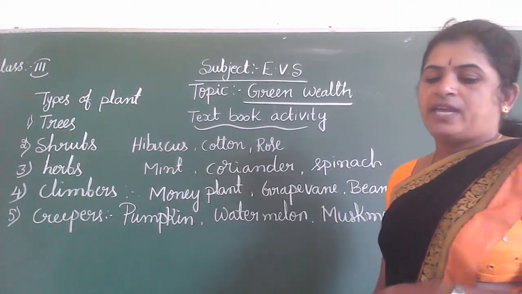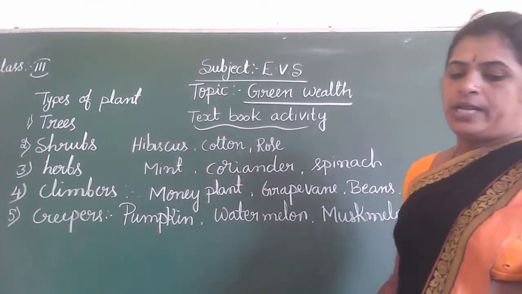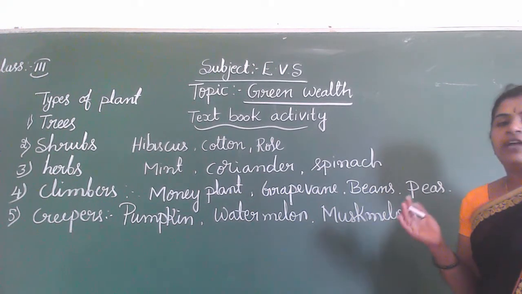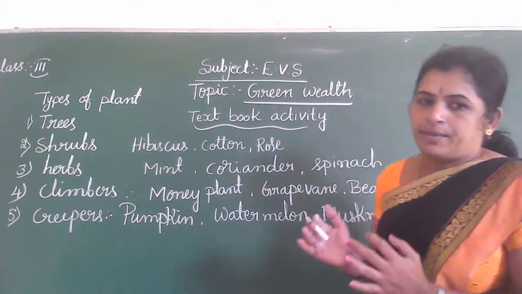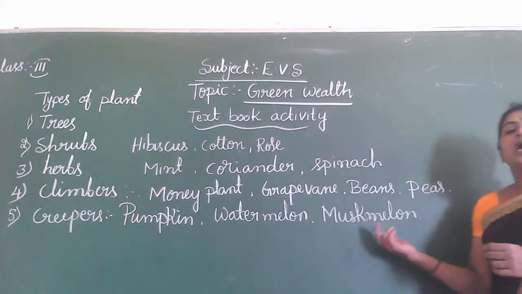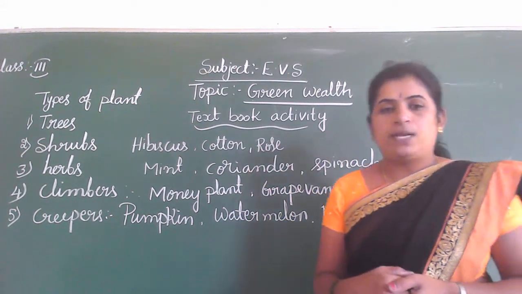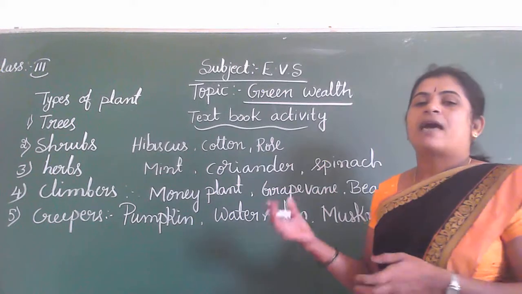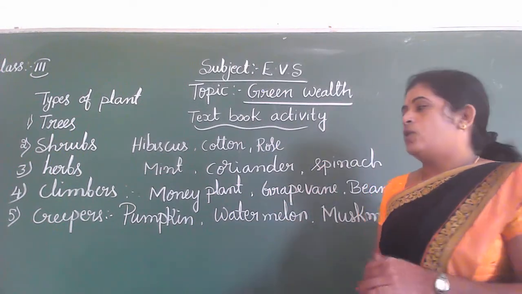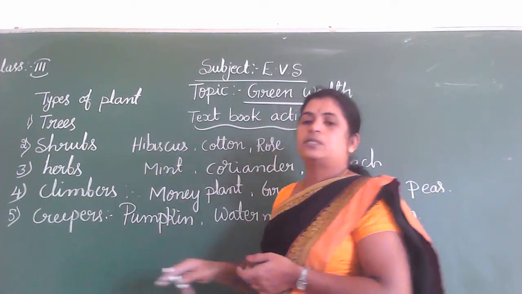Creepers are weak plants that mostly grow along the ground. Usually they bear big fruit. For example, pumpkin, watermelon, muskmelon also have big fruit. Which are those, children? Creepers. What do you mean by creepers? Creeper plants have a weak stem. These types of plants grow along the ground. This is known as the creepers. You can understand, children, there are 5 types of plants.